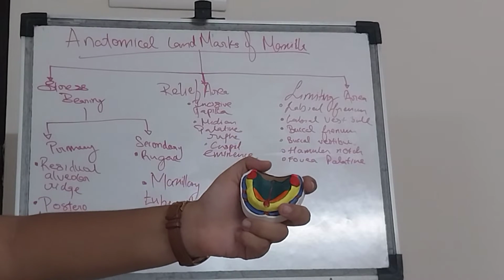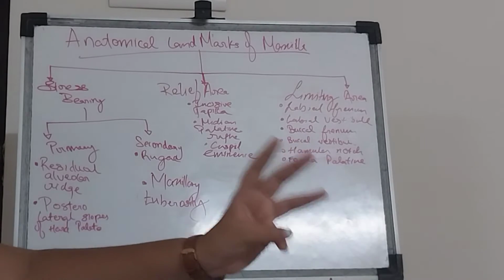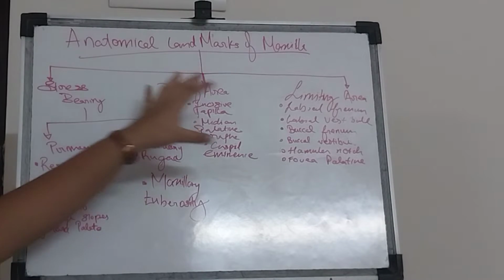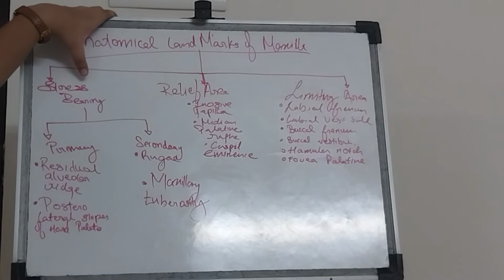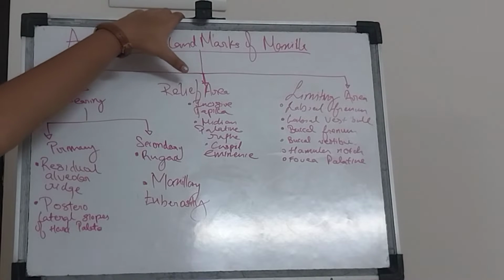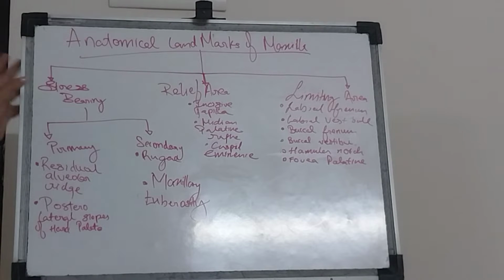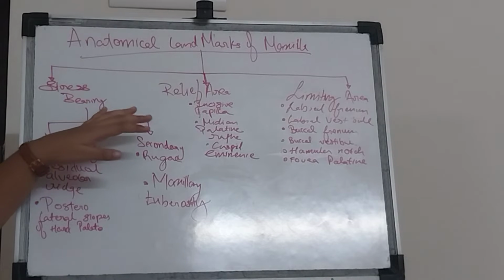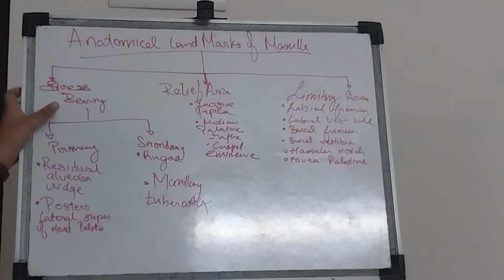Basically the anatomical landmarks are divided into three parts based on the places and the function of each area. The three areas are: first, the stress bearing area, second, the relief area, and third, the limiting area. The stress bearing area is the stress created by the mastication of food. There are two types, primary and secondary.